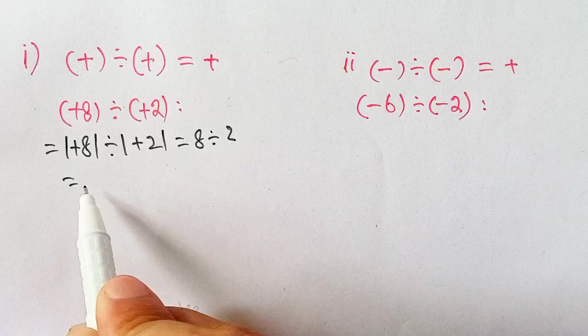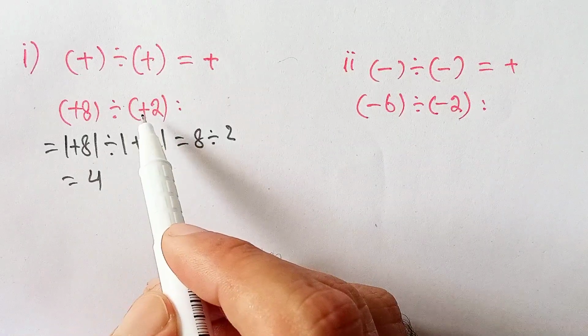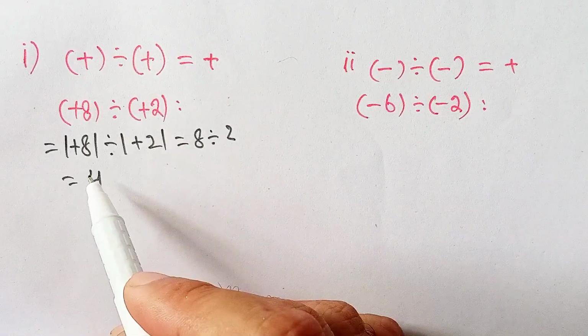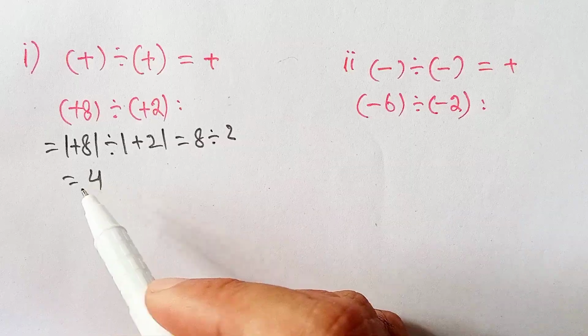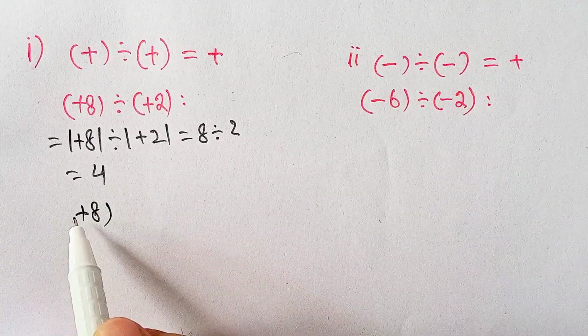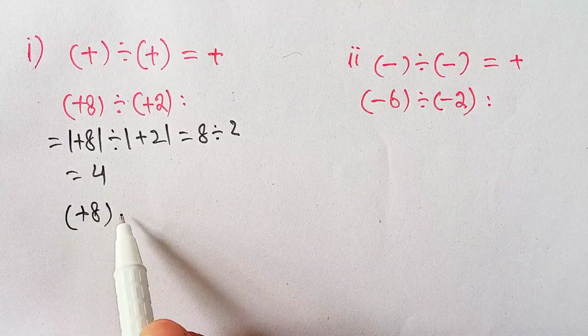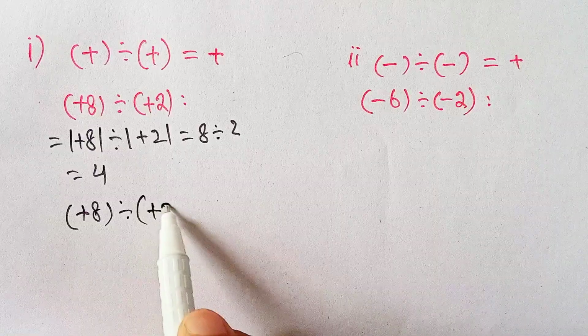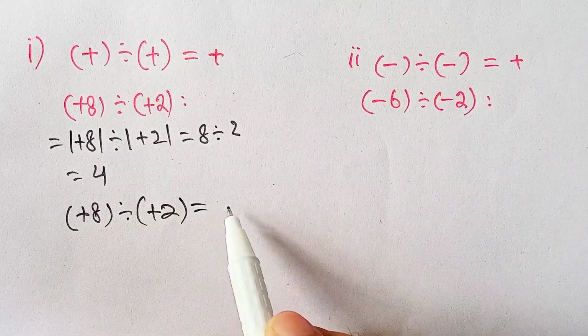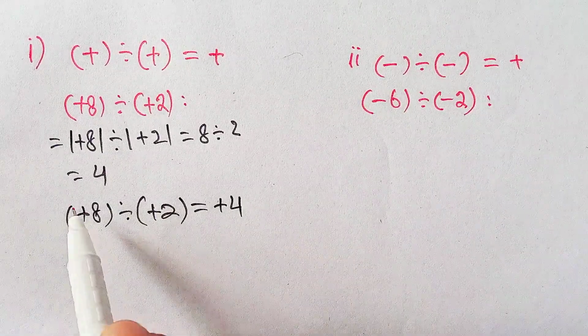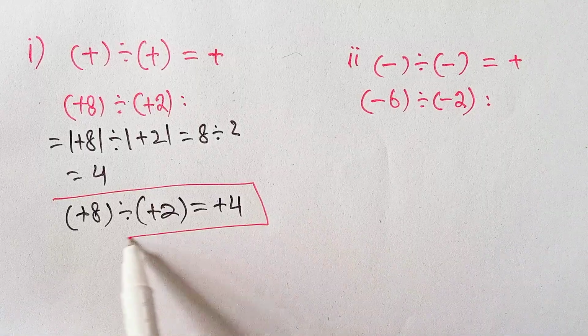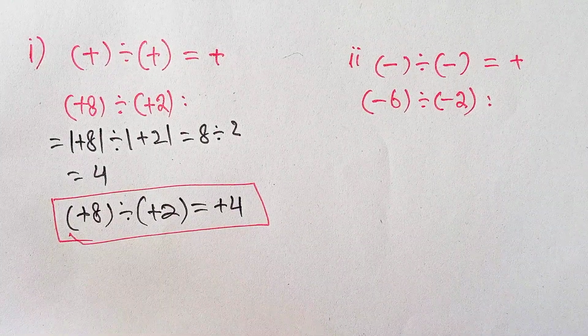8 divided by 2 equals 4. Now as the two integers have a positive sign, we will put a positive sign before the quotient. So positive 8 divided by positive 2 equals positive 4.